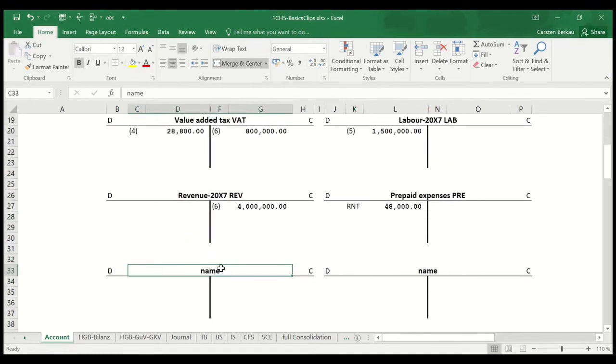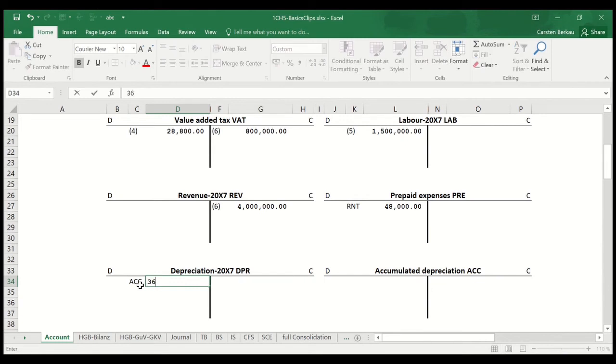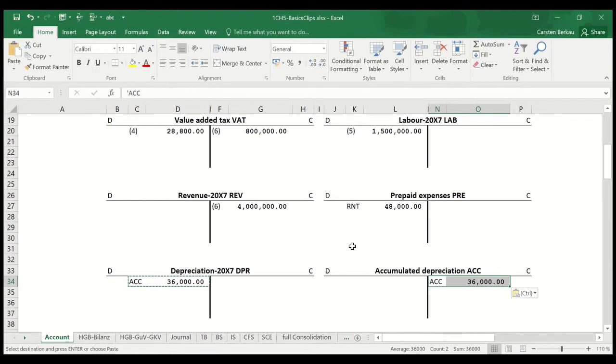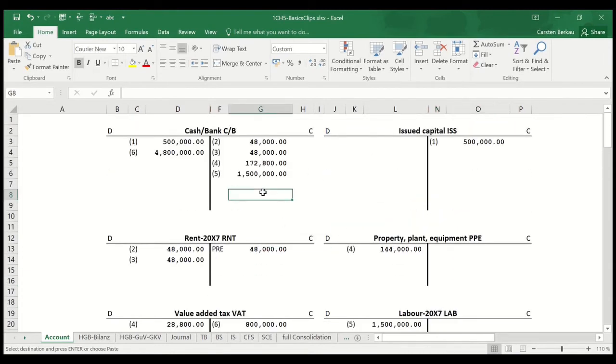Next, we will record depreciation. The bookkeeping entry is debit entry depreciation, credit entry accumulated depreciation. In preparation for the profit calculation, we must balance off all accounts.